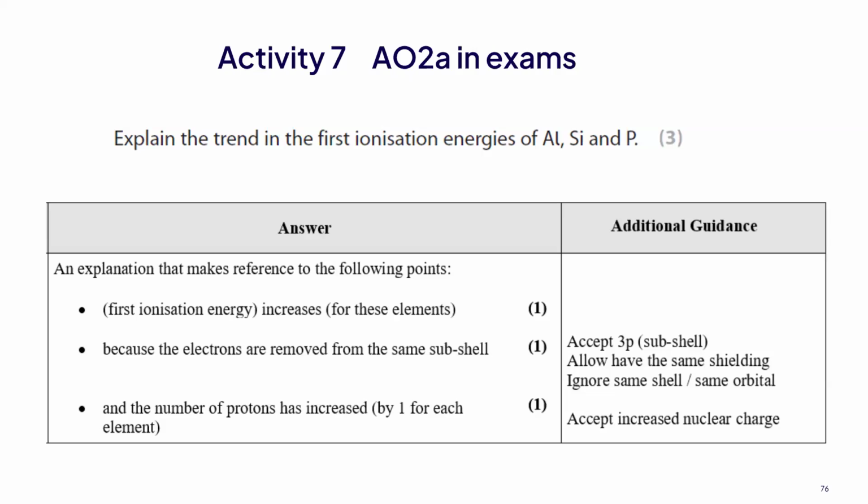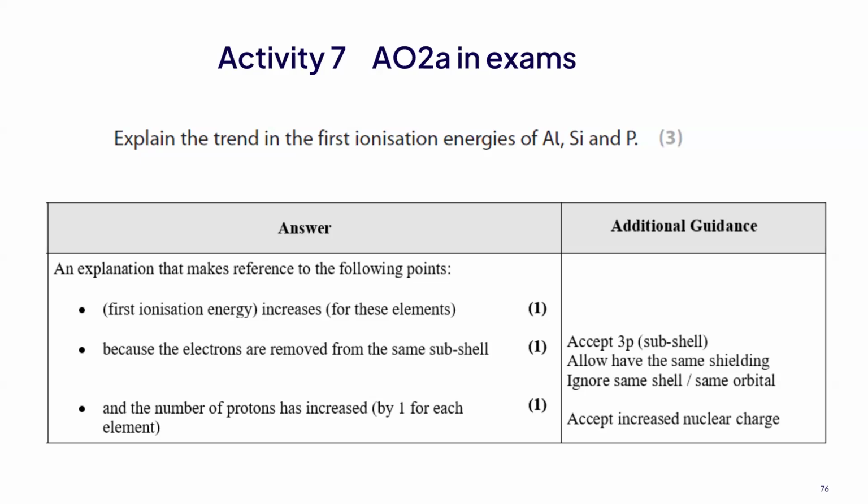Okay, next question that falls into 2A category. Explain the trend in the first ionization energies of aluminium, silicon, and phosphorus. And the answer that the examiners were looking for is an explanation that makes reference to the following points: that the first ionization energy increases. Note the words in brackets are not necessary, so just the word increases is enough.